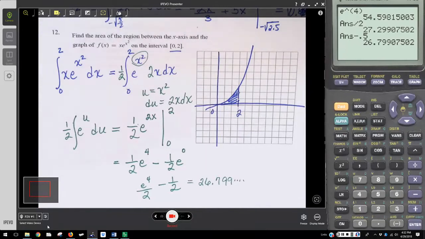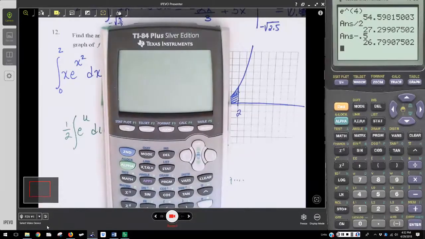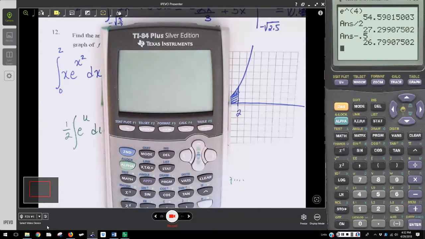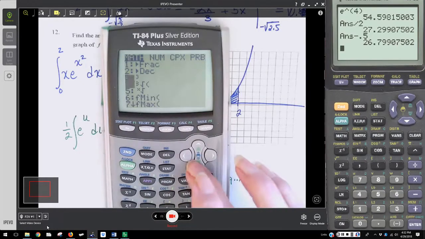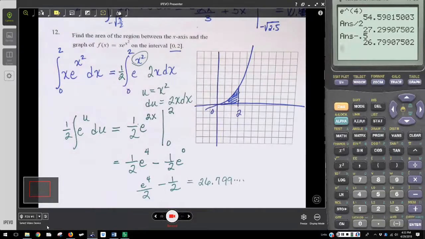Or you can do the entire integration on the calculator. That's fine too. And we get the same answer once again. So, hopefully this helps you with those.